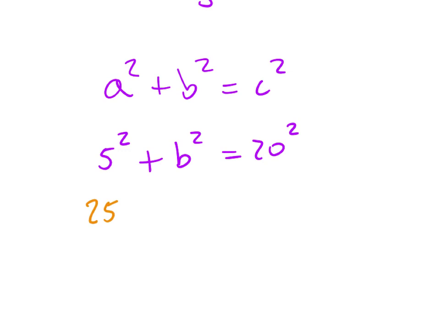And can we do b squared? No. We can't, so we're just going to leave that b squared for now. Can we do 20 squared? Yes. What's 20 squared? 20 times 20. You can do it on your calculator. 400.